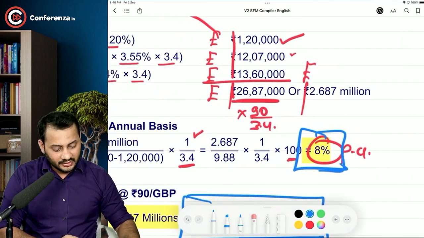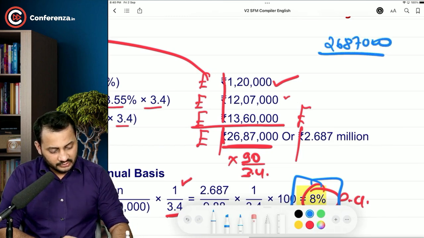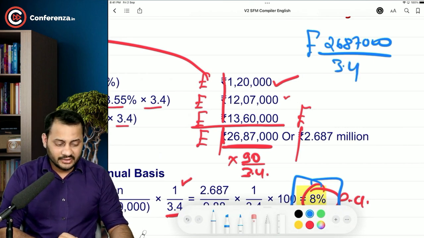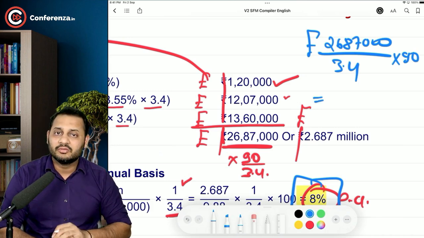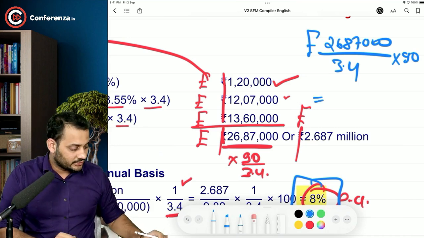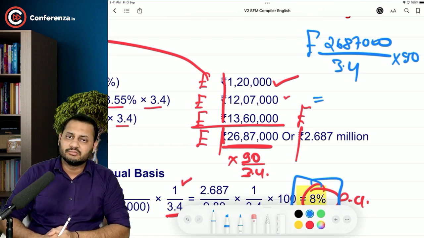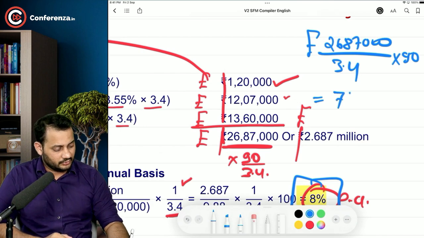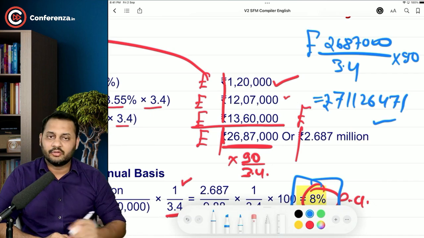Now, another way I will tell you. Just 26 lakh 87,000 is the GBP amount for 3.4 years. So divide it by 3.4 years, you will get it for 1 year, and multiply it with 90, you will get exactly 7 crore 11 lakh or 12 lakh something. 2687,000 divided by 3.4 into 90. That's 7 crore 11 lakh 26,000. That's it. Simple. 7 crore 11 lakh 26,471. So this is the proper answer according to me.